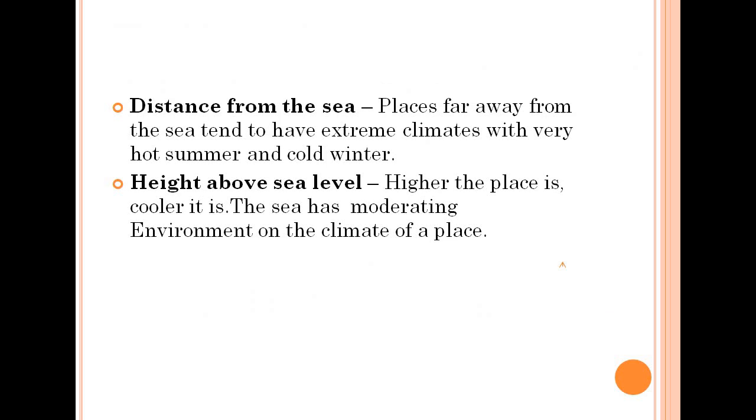Now this is the slide that shows the second and third factors that affect the climate of a place, that is the distance from the sea and the height above sea level. Places far away from the sea tend to have extreme climates with very hot summers and cold winters. It means the places that are away from the sea are very hot during the summer season and very cold during the winter season, meaning they are suffering from extreme climates. There is no moderate climate.